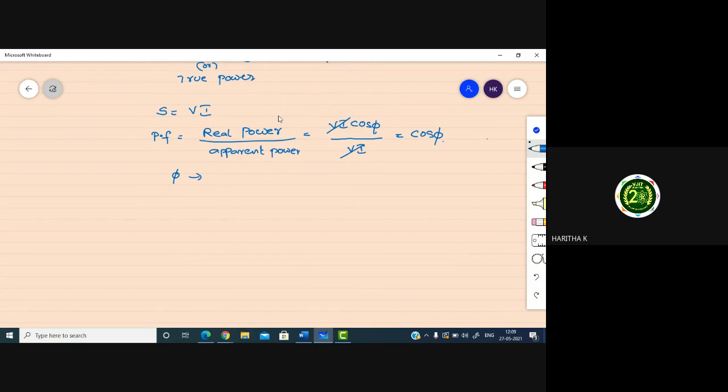In the previous case, when I told you the formula VI cos phi, here phi is nothing but the phase angle difference between voltage and current. But in case of linear loads, the phase angle between voltage and current as well as the phase angle between the real power and apparent power is the same. Then those loads are called linear loads, where your load current will vary linearly with the voltage. That means it obeys Ohm's law.